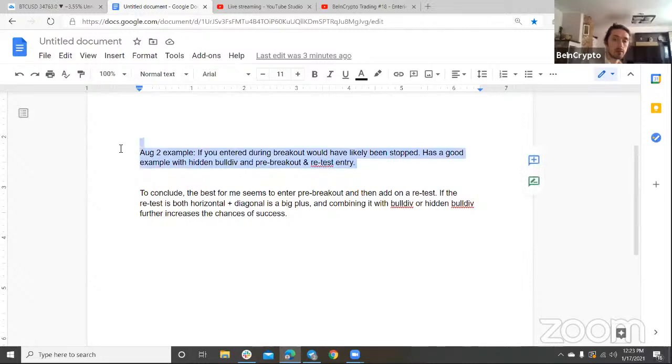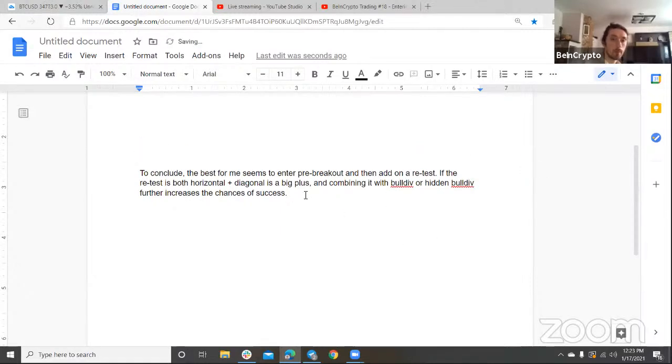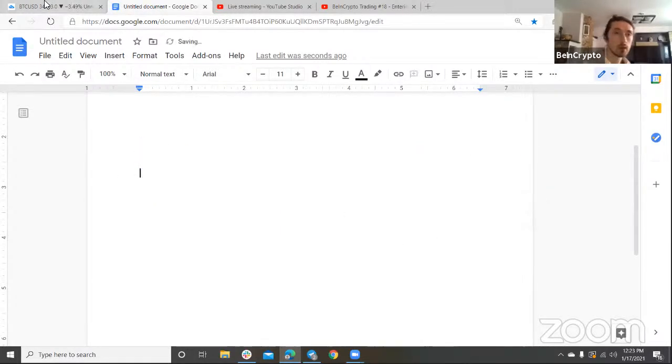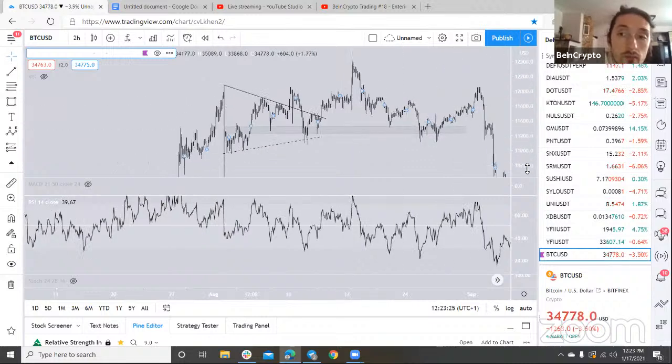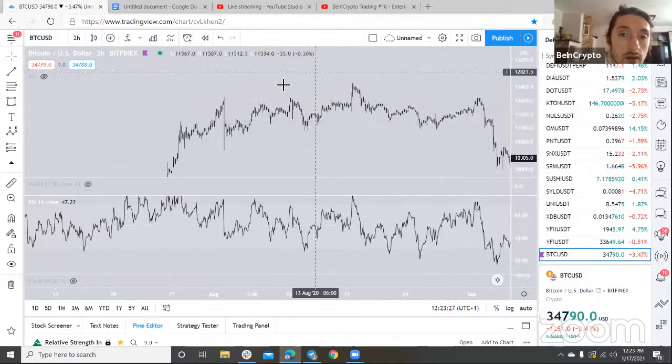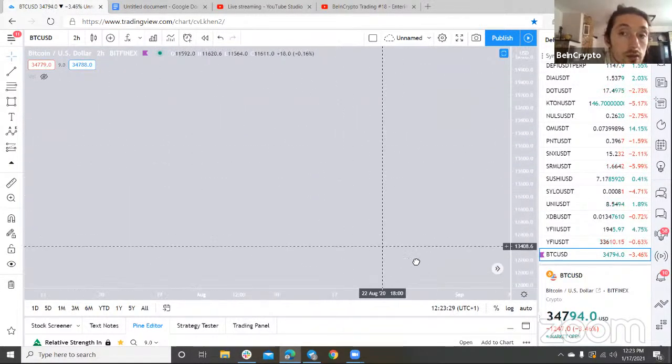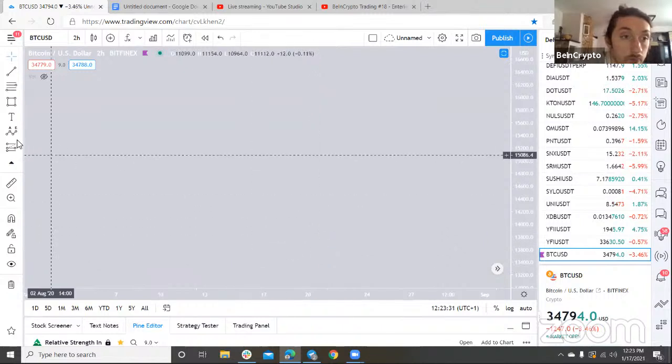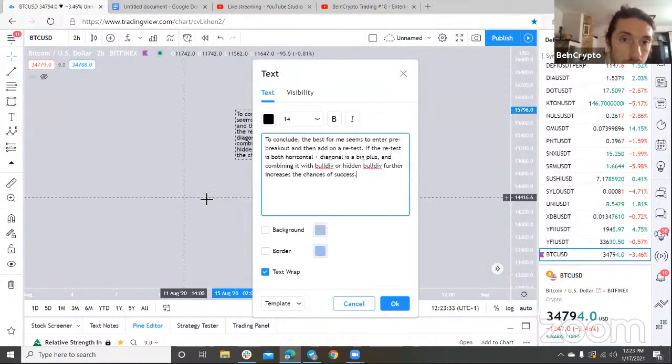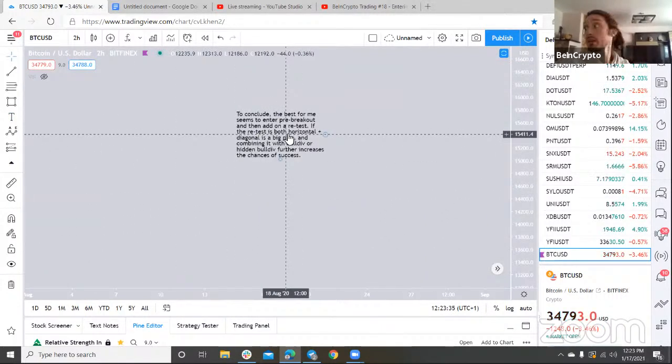Okay, so let me clean this up and conclude. In my opinion, the best way to enter trades would be to enter pre-breakout and then add on a retest.